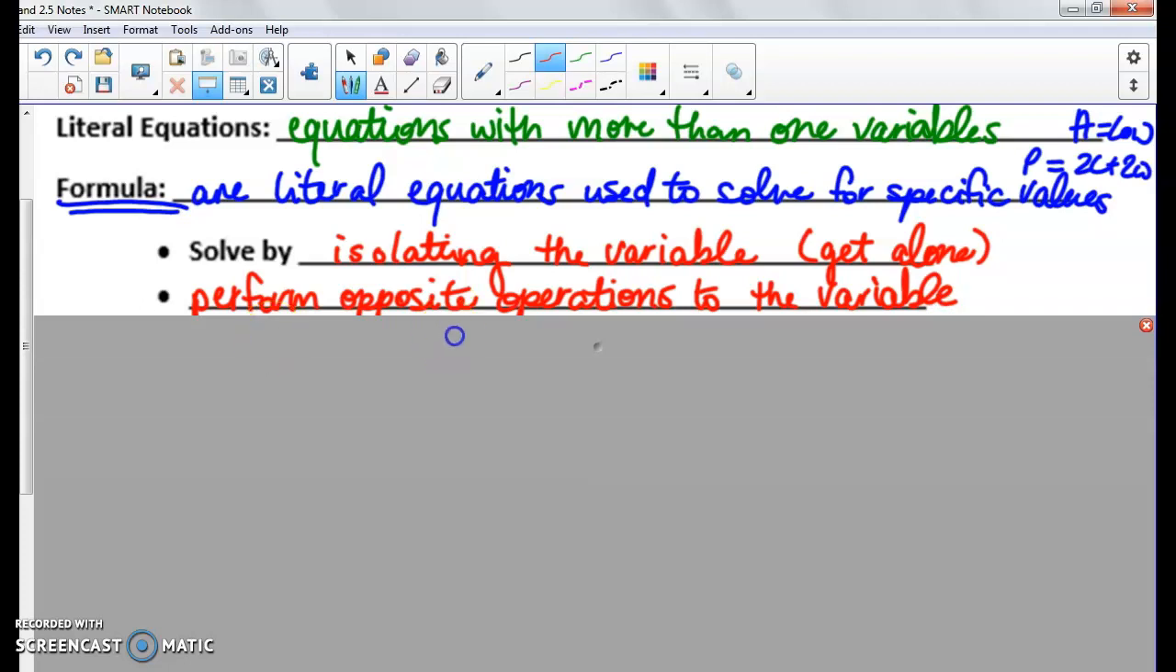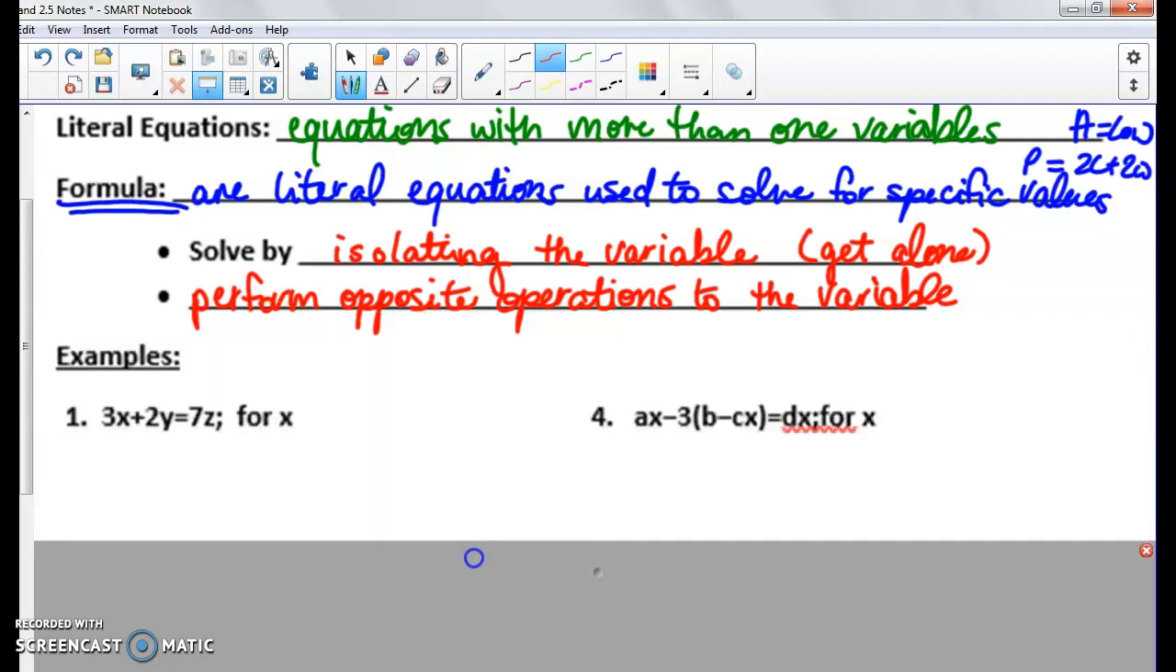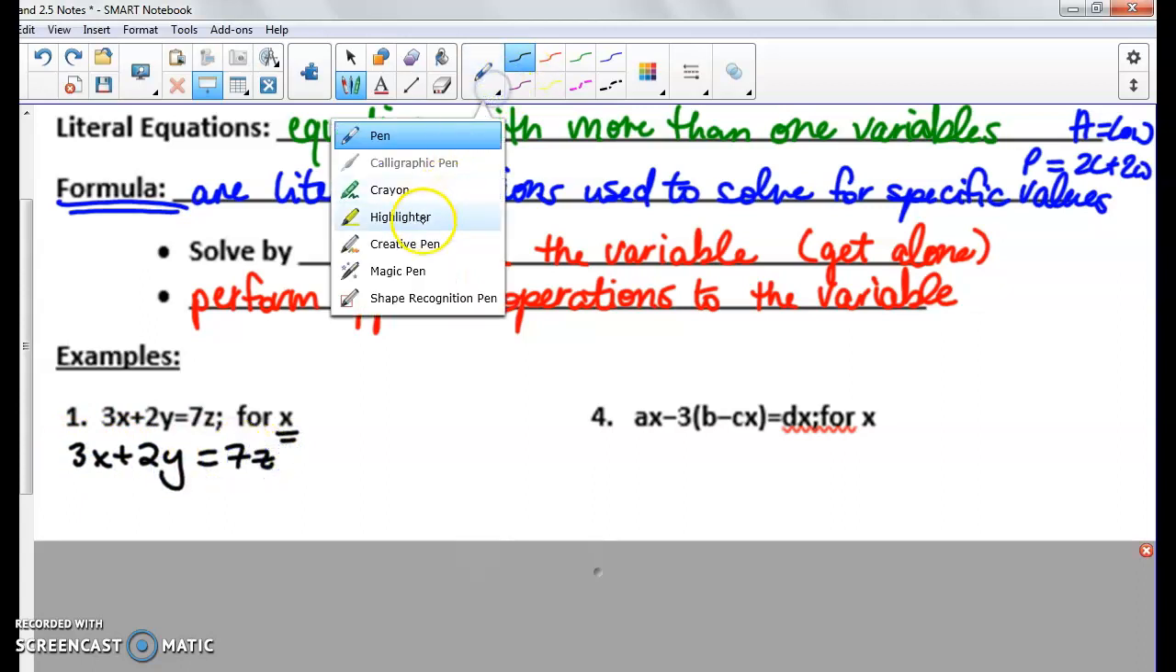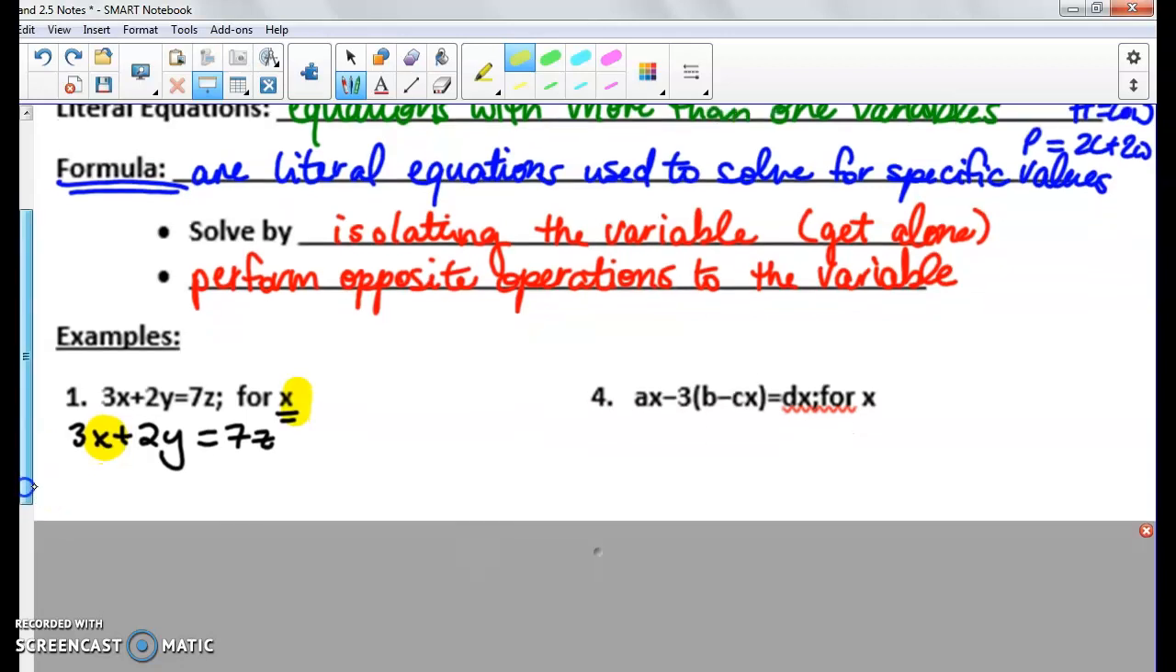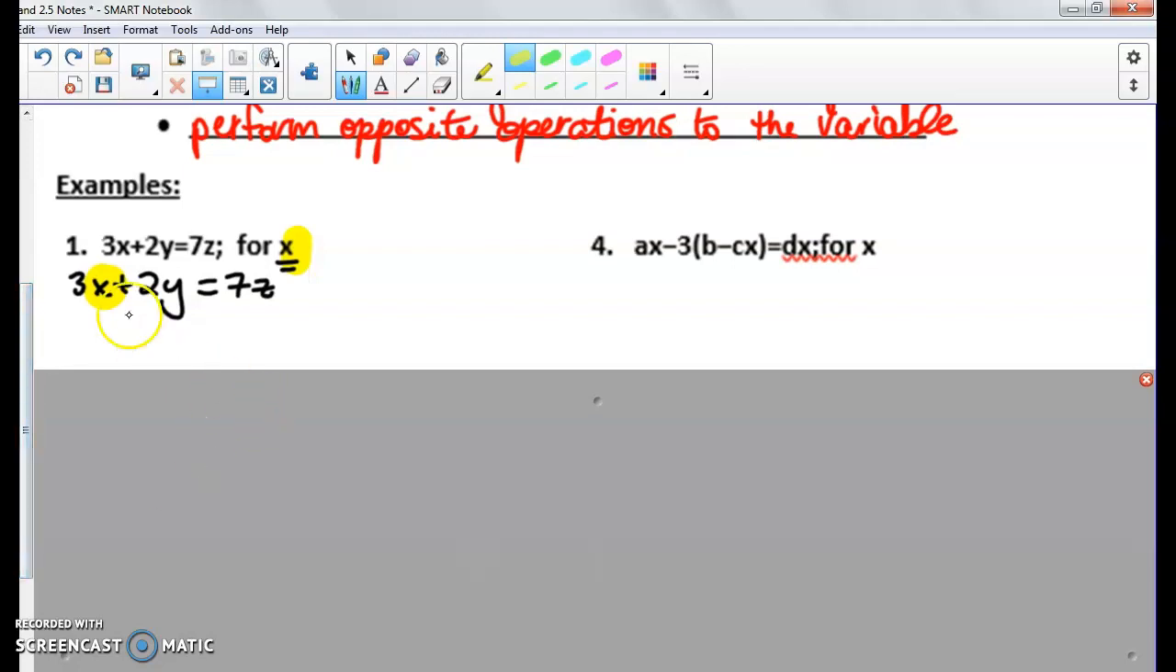Now we're going to dive right into the examples. So example 1. We're given 3x plus 2y equals 7z, and we're asked to solve for x. So one of the first things I always like to do with these is to locate the variable I'm given. I'm asked to solve for x, so here's x on the left side of my equal sign. Now the next thing to do is to ask yourself what's happening to x. Right now it is being multiplied by 3 and added to 2y.